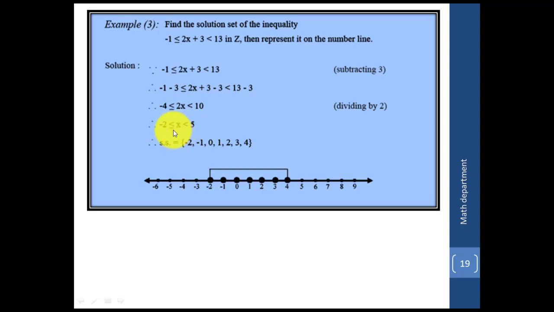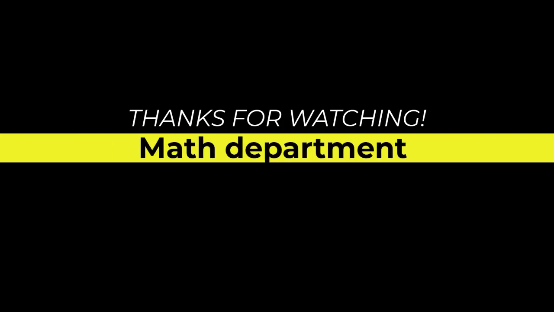Okay, what are the numbers from negative 2 up to less than 5? Negative 2, negative 1, 0, 1, 2, 3, and 4. We don't take 5. Why? Because it does not say x less than or equal to 5. So we take negative 2, negative 1, 0, 1, 2, 3, 4. Okay, this is the second part in our revision. We will complete it. Thank you.